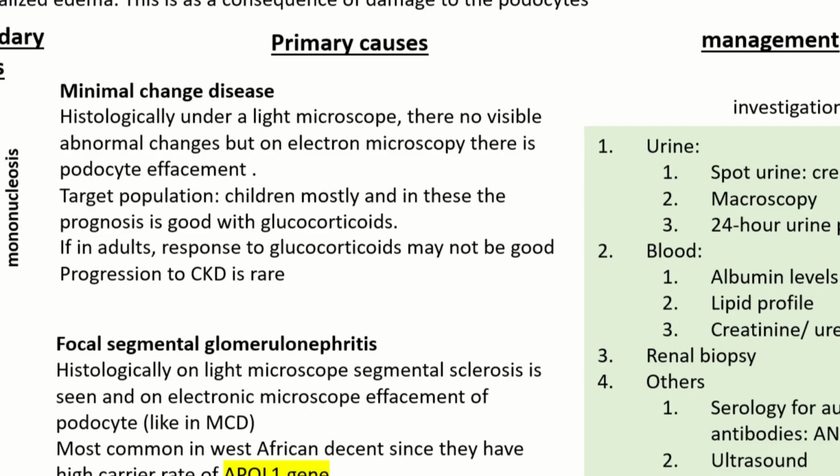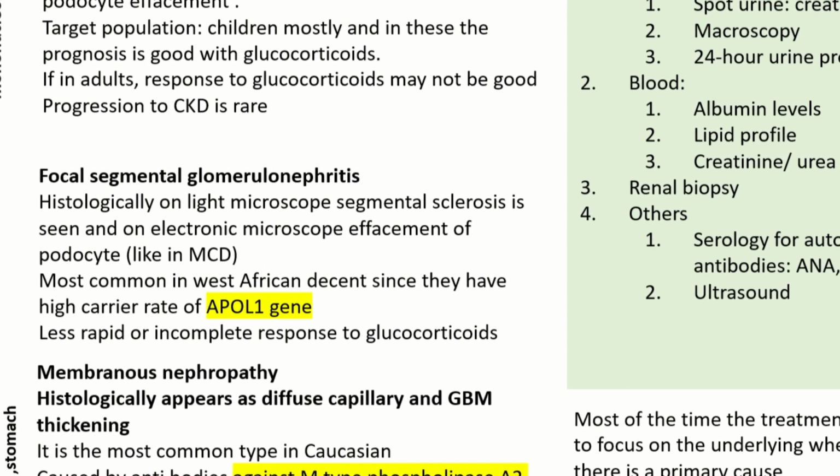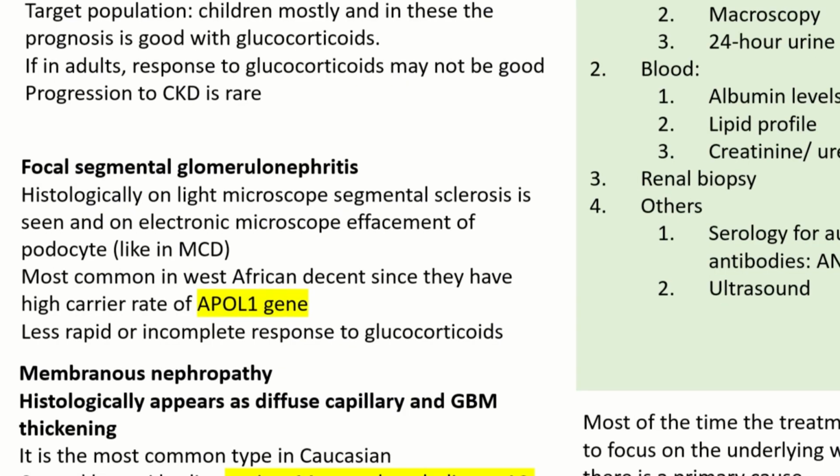Minimal change disease mostly affects children. If it affects adults, the prognosis is not that good, especially if the response to steroids is not really good. But the good thing about it is that it is mostly self-limiting in most people, and therefore development of chronic kidney disease is rare.